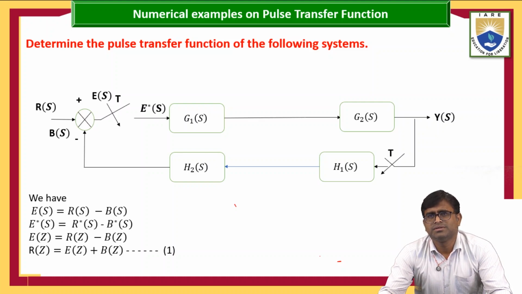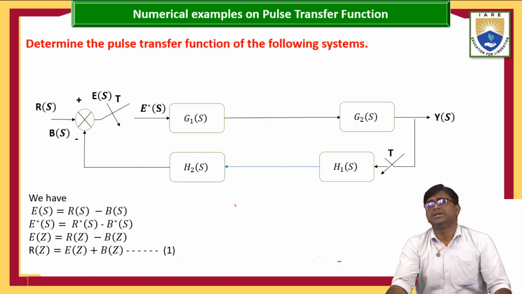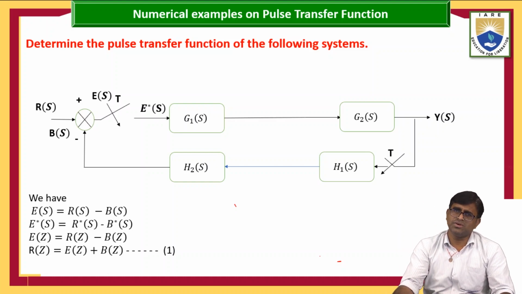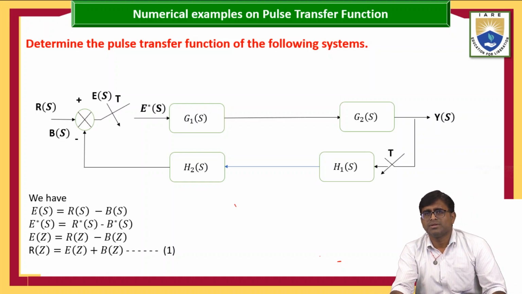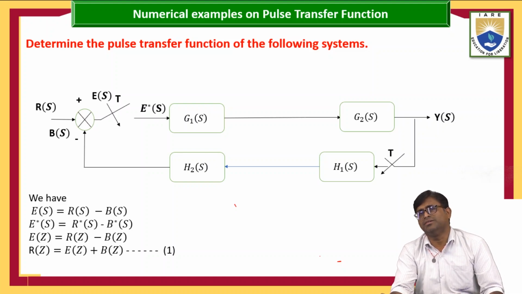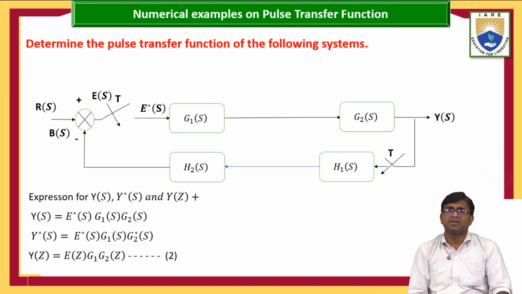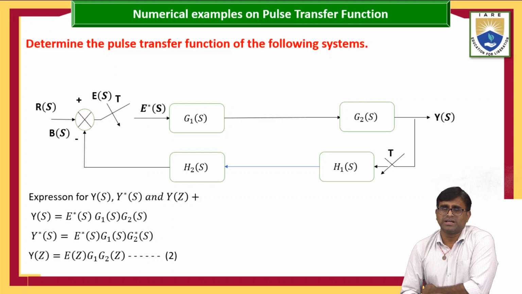After that, I am applying the Laplace transform, sorry, the Z transform. E star of S becomes E of Z, R of Z minus B of Z. From that equation, I want the input value, that is R of Z, that is E of Z plus B of Z.